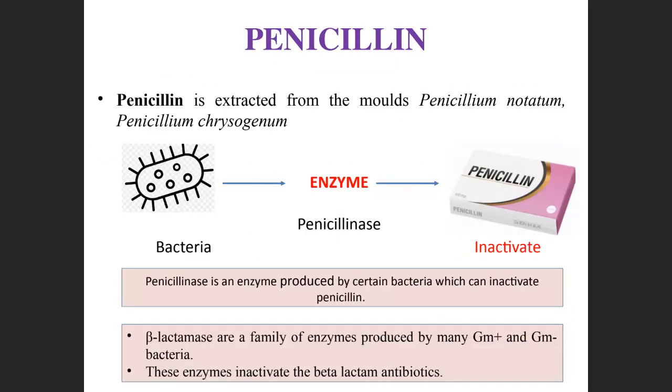So penicillin, you might have heard many times, penicillin is extracted from molds. That is, it is extracted from a fungus, which is known as Penicillium notatum or Penicillium chrysogenum. So it is extracted from a natural source. Now the problem over here is the bacteria. They develop certain enzymes, and these enzymes lead to inactivation of penicillin. Those enzymes are known as beta-lactamase enzymes, or you can say they are known as penicillinase enzyme.